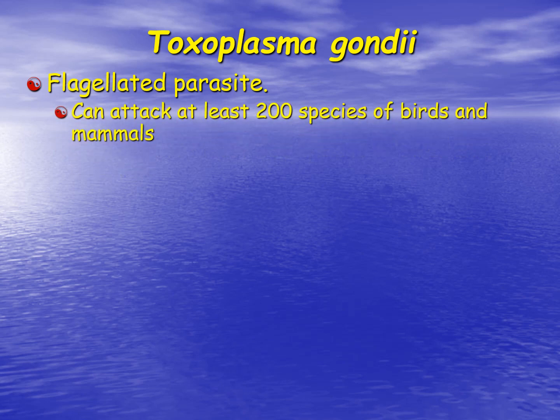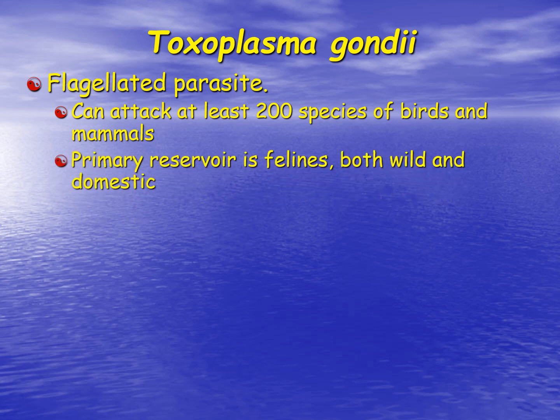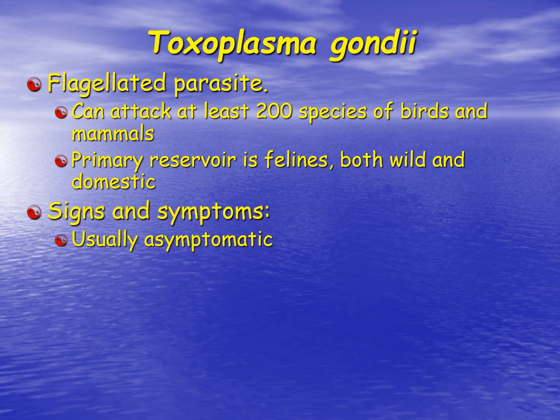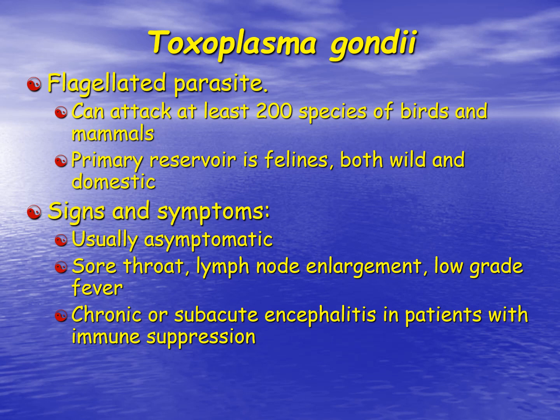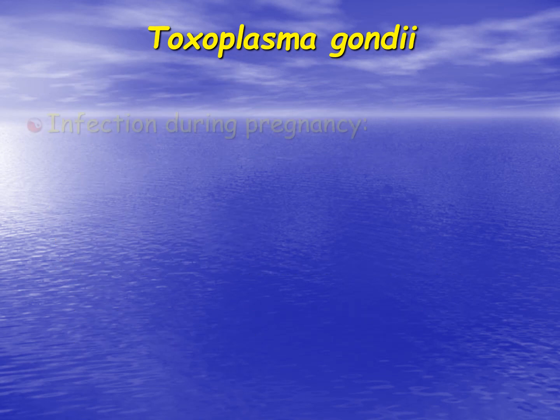Toxoplasma gondii is a flagellated parasite, and it can attack at least 200 species of birds and mammals. The primary reservoir in nature, however, of toxoplasma is felines, both wild and domesticated. Again, most people that have Toxoplasma gondii infections are usually asymptomatic, but we may see some people that have sore throat, lymph node enlargement, low-grade fever, and then they get over it. A chronic or subacute encephalitis can be seen in patients oftentimes that are immune suppressed.